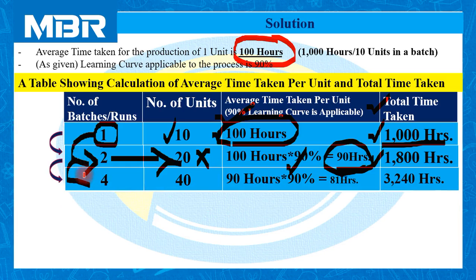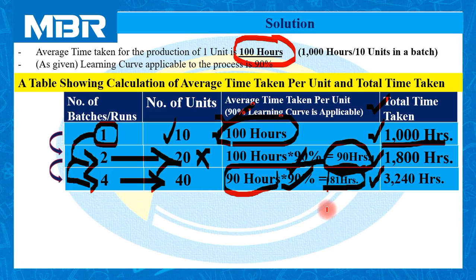Then double the production. So from 2 batches to 4 batches. And units of production are also doubled from 20 to 40. Average time taken, earlier it was 90 hours. So for 40 units, it is 81 hours per unit. So total time, 81 hours multiplied by 40 equals 3240.